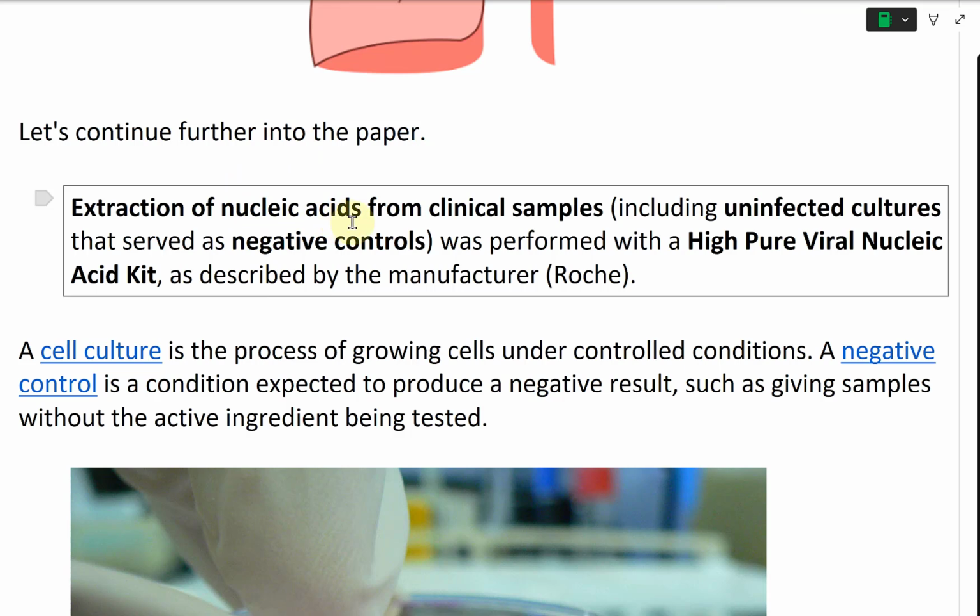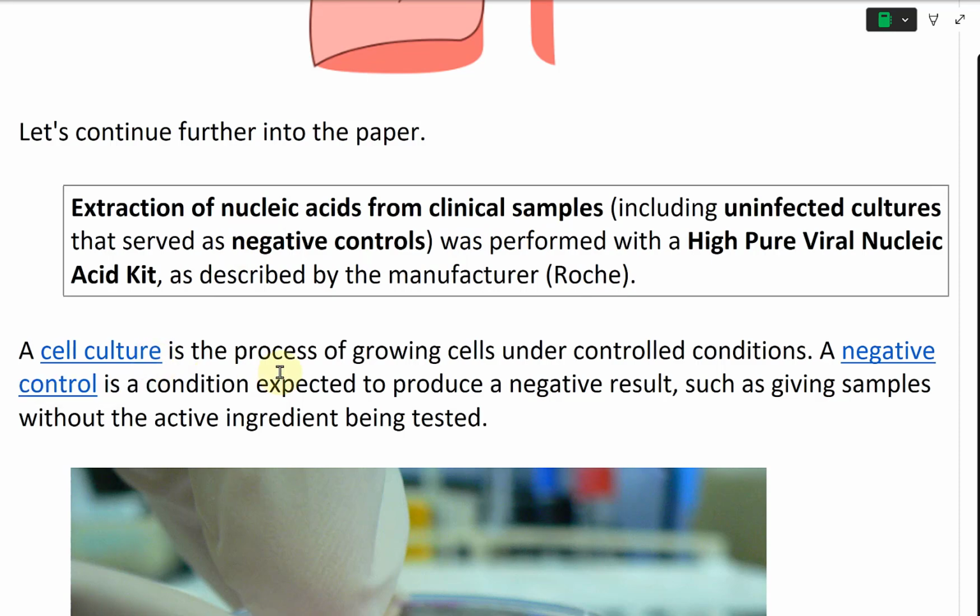So extraction of nucleic acids from clinical samples, including uninfected cultures that served as negative controls. Again, there's very little info on these supposed negative controls in this paper. So was performed with a high pure viral nucleic acid kit as described by the manufacturer Roche. And I'm not going to go over that, but just the results or supposed results of. So these were cultures right here, including unaffected cultures. So they would extract these from these supposed clinical samples.